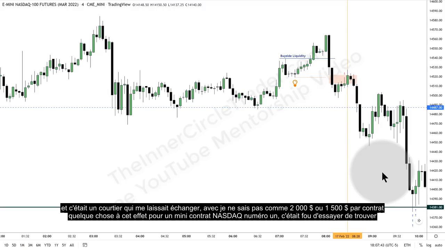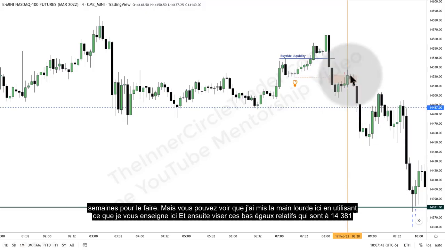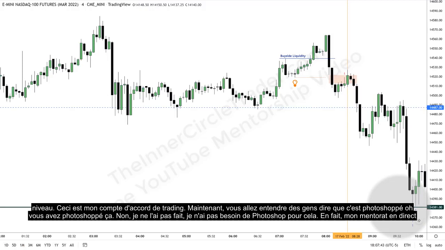Number one, it was crazy trying to find some of those setups, because to frame the risk in it and to do big lot sizes too was very challenging. But I kept it low end. It only took me 2 weeks to do this, but you can see I put a heavy-handed short up here using what I'm teaching you here, and then aiming for those relative equal lows, which is that 14,381 level.